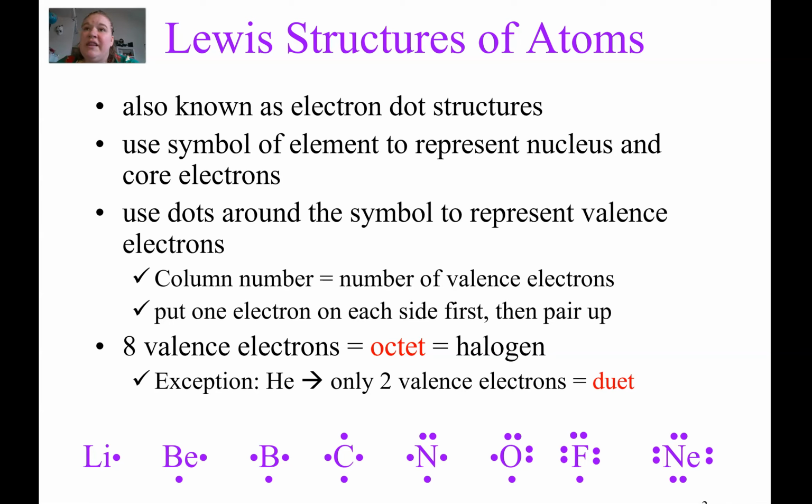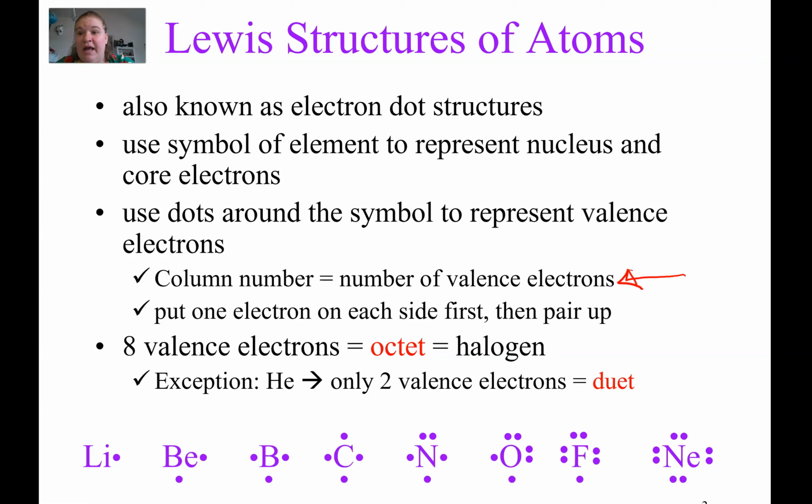We're representing the atom by drawing the symbol for the atom, the letter or letters. And that's representing the nucleus and the core electrons. And then we use dots going around the symbol to represent the valence electrons. Remember that the column number tells us how many valence electrons there are for all of those main group elements.